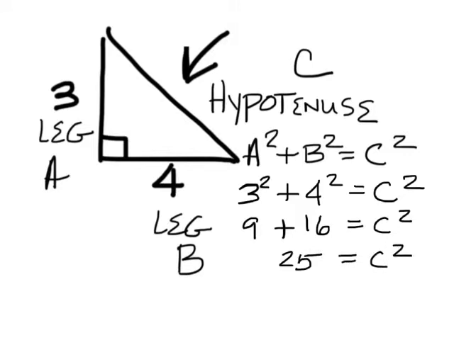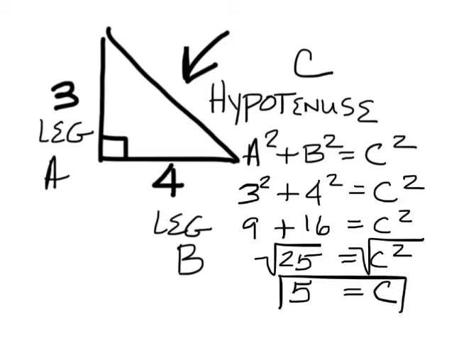To find the value of C, you need the square root of both sides. The square root of C squared, just as the square root of R squared from the cylinder problems was R, the square root of C squared is C. And that's what we're looking for. The square root of 25 is 5. Therefore, the hypotenuse is 5.